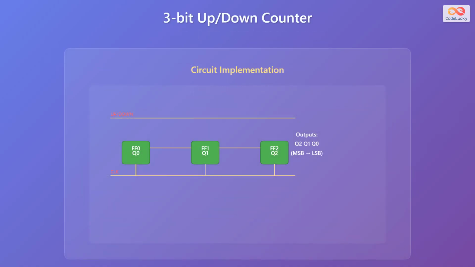Here's an example of a 3-bit up-down counter circuit implementation. We have 3 flip-flops FF0, FF1, and FF2, representing the bits Q0, Q1, and Q2. A clock signal is connected to each flip-flop. The up-down control signal is provided at the top. The outputs are Q2, Q1, and Q0, with Q2 being the most significant bit and Q0 being the least significant bit.